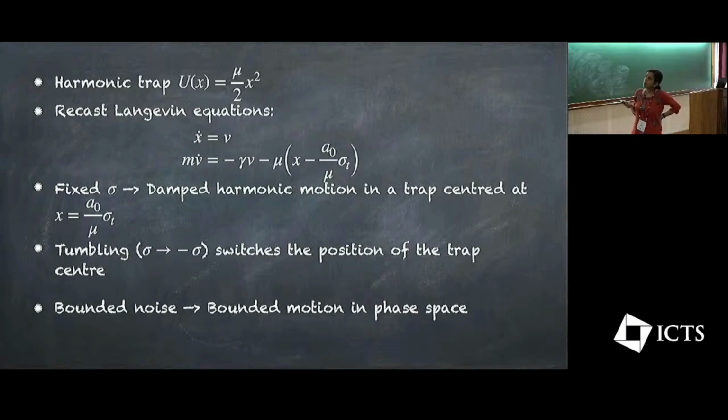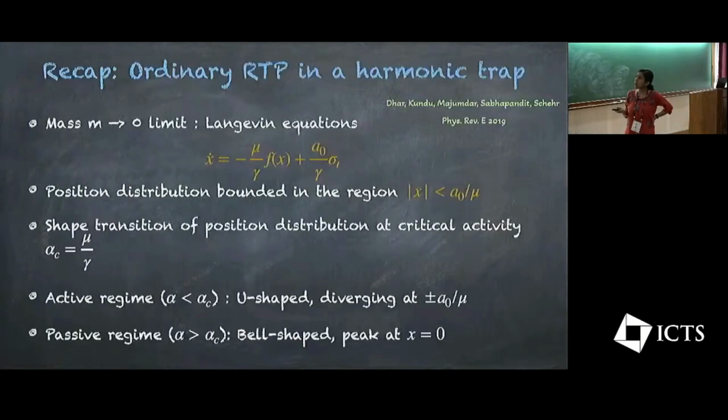What we first notice is that the Langevin equations can be recast in this form for a harmonic potential. If you look at it, when sigma is constant, this is nothing but the damped harmonic motion of a deterministic particle in a trap which is centered at A0 sigma by mu. So when sigma switches, the trap minimum switches. It's a bit similar to what Sanjib talked about yesterday, but we are talking about an inertial particle, just one particle, and how the behavior changes with respect to the overdamped case.